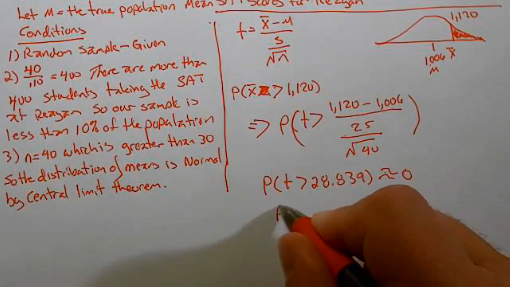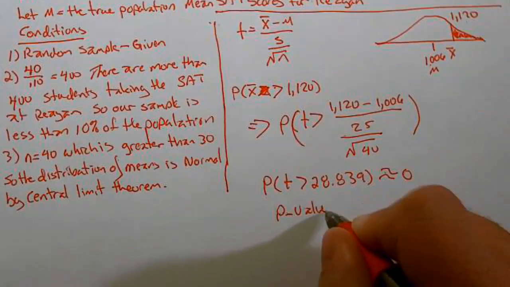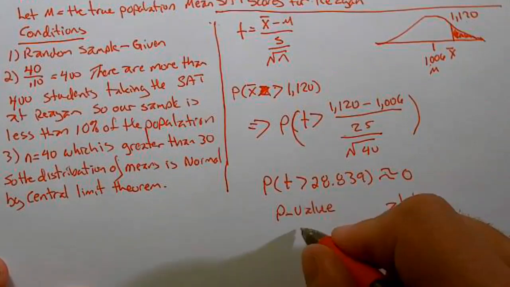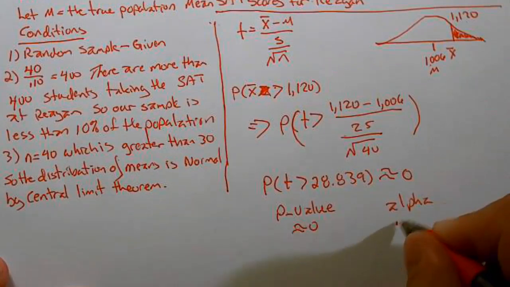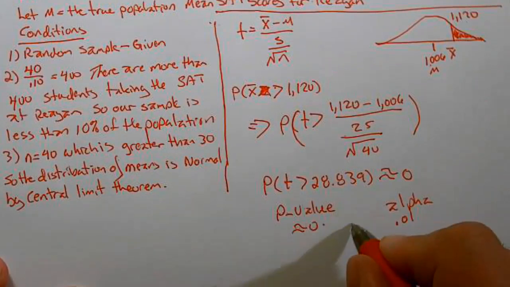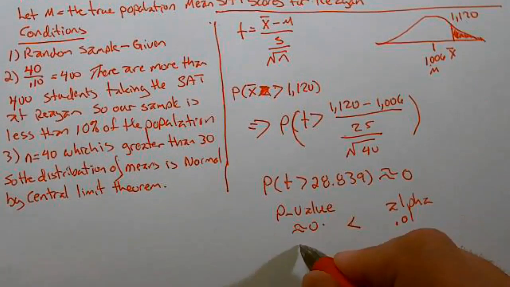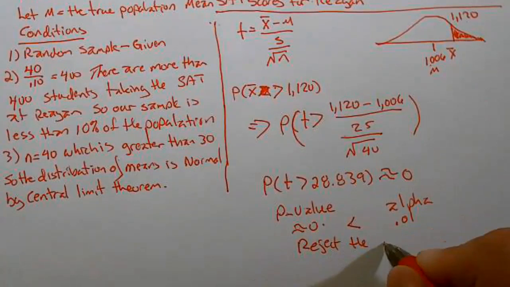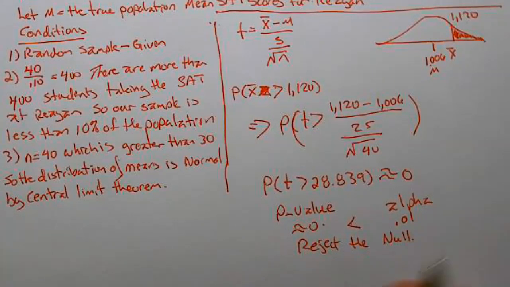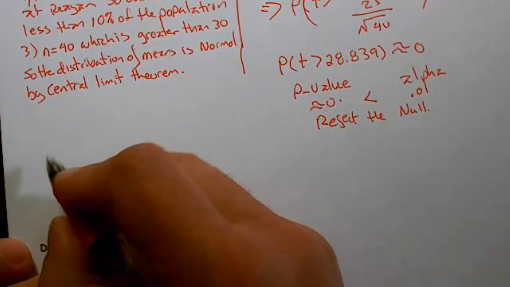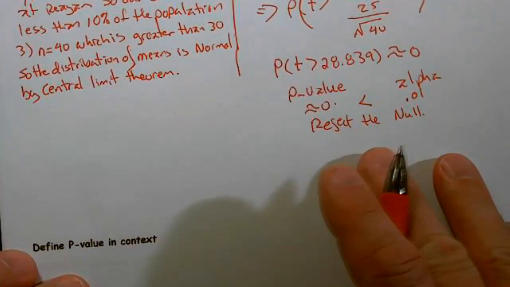All right, so our p-value, and then our alpha. Our p-value happens to be approximately 0. Our alpha was 0.01. So 0 is less than 0.01. So we're going to reject the null. And we go and write our conclusion. Please use the conclusion on the recipe card.